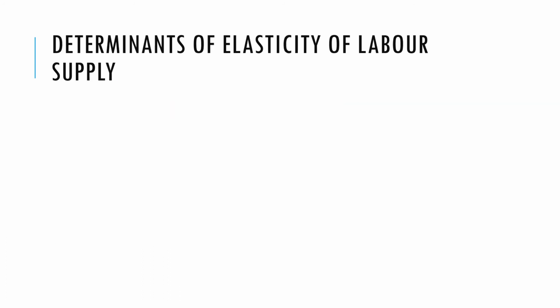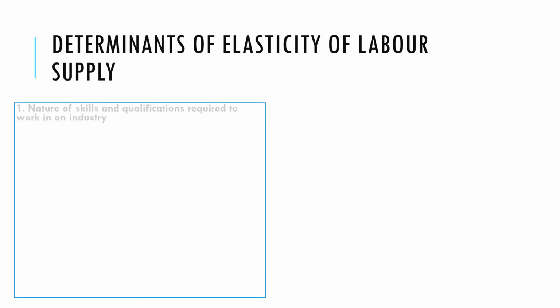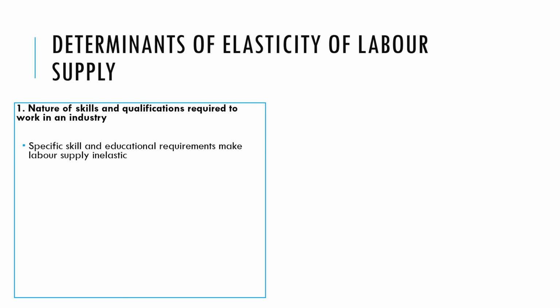What determines the elasticity of labour supply? Well, a number of factors. First of all, the nature of the skills and qualifications required to work in an industry. As we've just seen, industries that require specific skills or certain educational requirements make labour supply more inelastic. As the wage rate changes, the number of workers who can work in that industry doesn't significantly change.